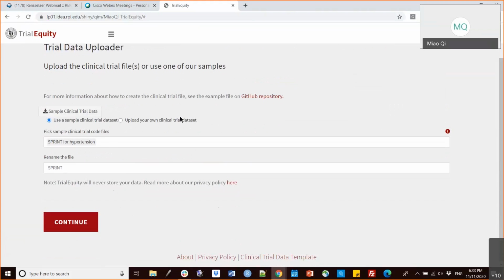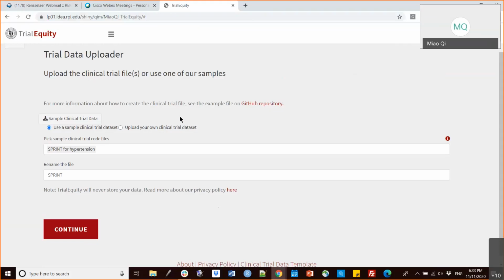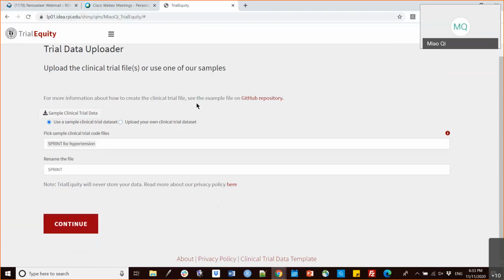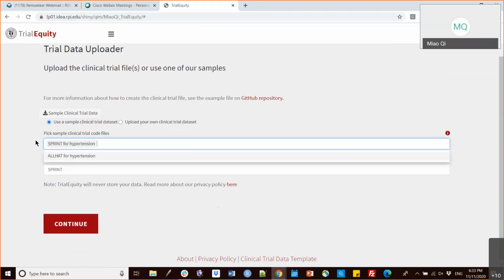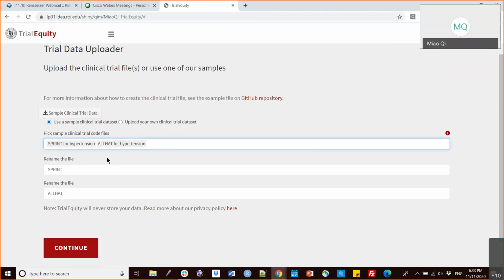And then this page is very similar to the previous one. Here, you need to upload your randomized clinical trial data. You can upload your own, or you can use our sample data to explore the tool. Here, we have multiple files, so we can upload two different files, and one is called the SPRINT and the other one is called the ACCORD, because I already selected the disease type as hypertension. So it returns these two files, which are both for hypertension.